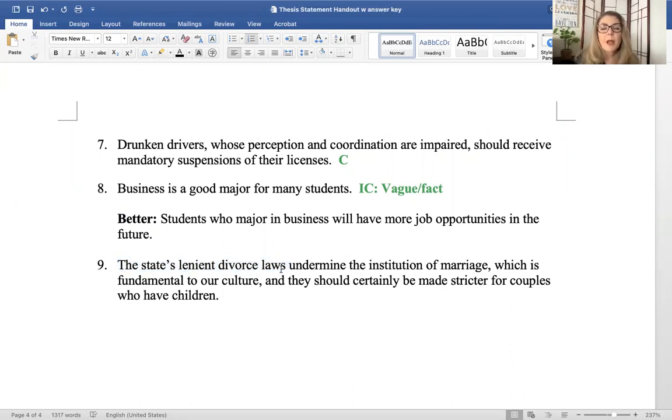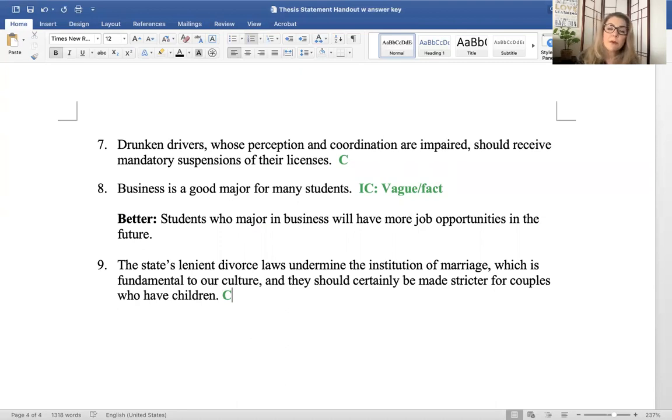And undermine the institution means, undermine means to cause damage to it. So we know, okay, this person is not for these laws, this person is against. And then we have this language, should certainly be made stricter. So this suggests argumentation, right? Some claim. So we would expect the writer to show with examples and evidence why the divorce laws should be stricter. Sorry. So we're going to call that C. That's correct. That's a pretty good thesis statement.